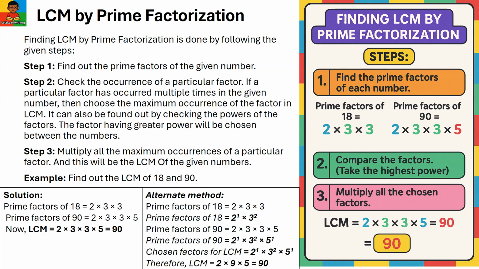To find LCM by prime factorization, Step 1, find the prime factors of each number. Step 2, for each factor, select the highest power that appears in any number. Step 3, multiply these together for the LCM. For example, the prime factors of 18 are 2 times 3 times 3, and for 90, they are 2 times 3 times 3 times 5. Take all occurrences at their highest power, 2 times 3 times 3 times 5, which equals 90. You can also write this as LCM equals 2 times 9 times 5, which is 90.